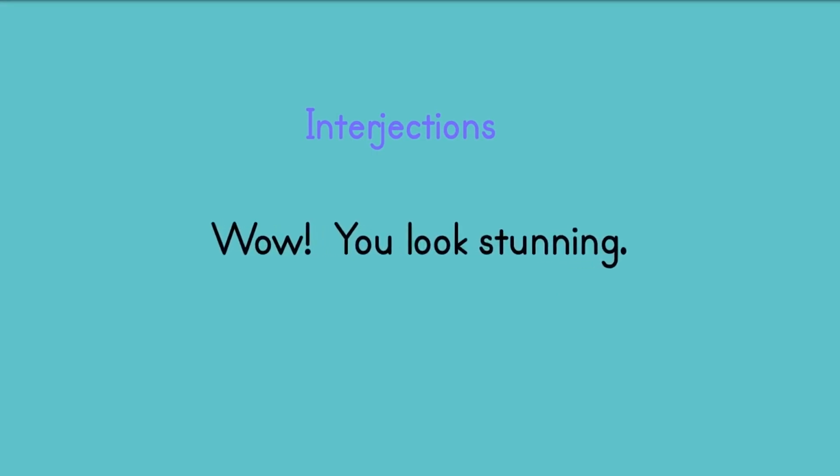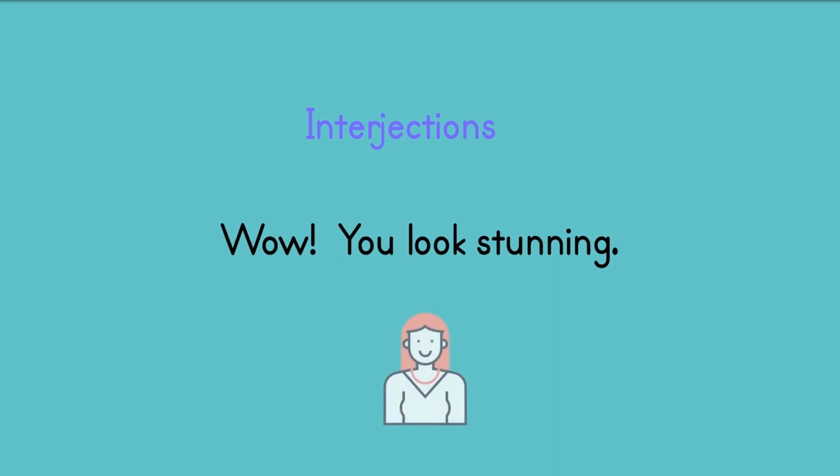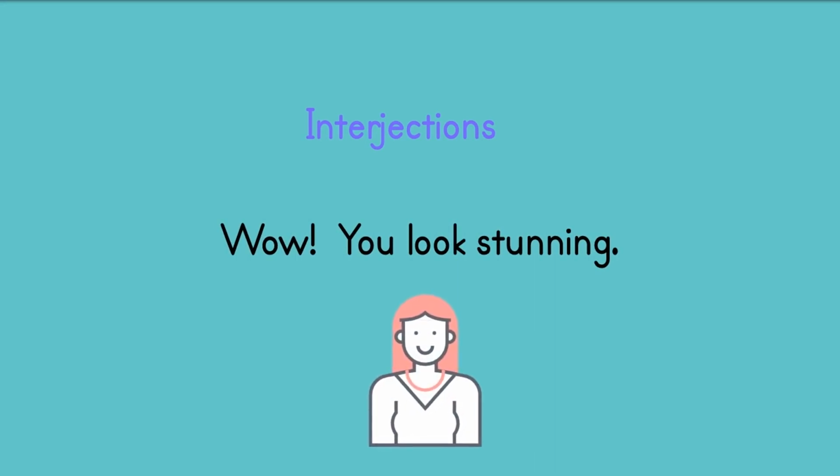Interjections are words used to express emotion, and they are often followed by an exclamation mark. In the sentence, "Wow, you look stunning," "wow" is used here by the writer or speaker to show their surprise at how good the person looks. It should be noted that interjections can be used in both speech and writing, but they are almost always spoken.